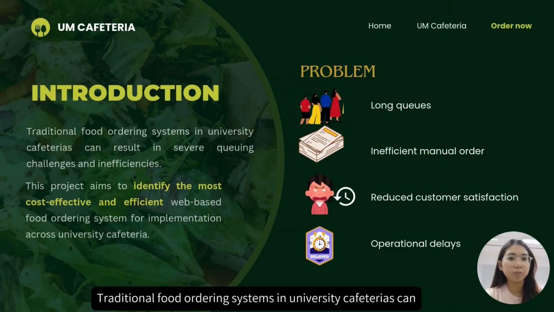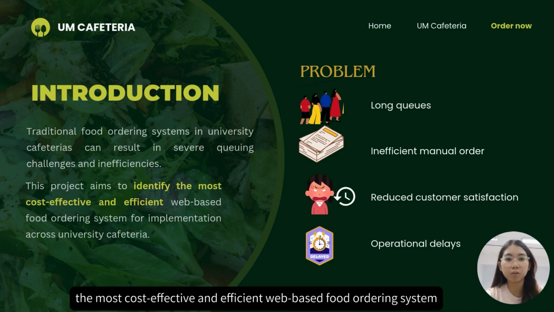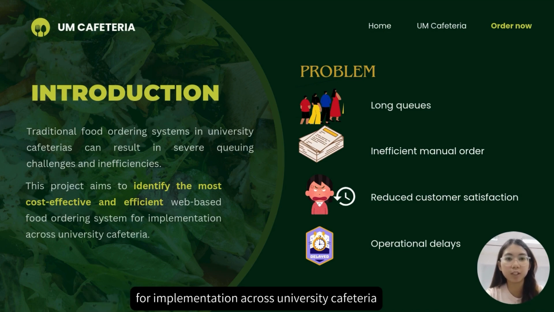The traditional food ordering system in university cafeterias can result in severe queuing, challenges, and inefficiency. So this project aims to identify the most cost-effective and efficient web-based food ordering system for implementation across university cafeterias.